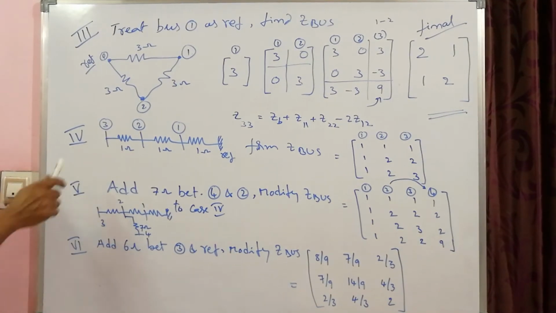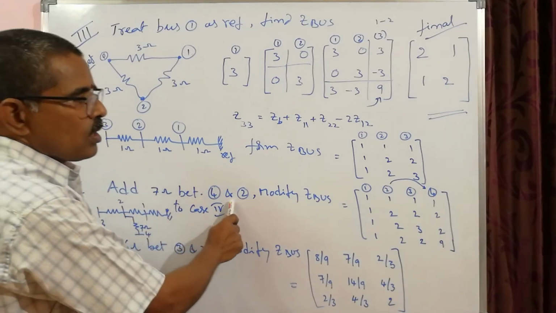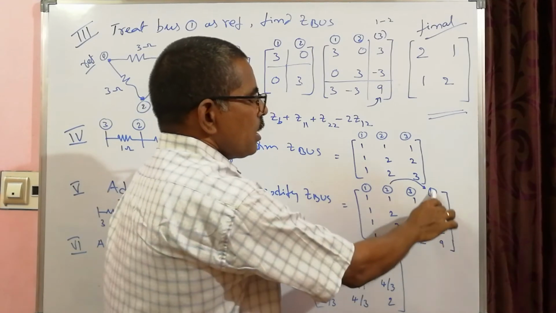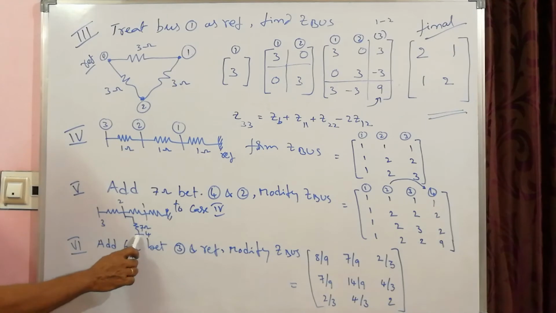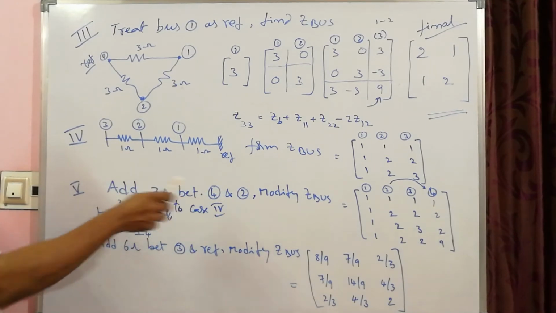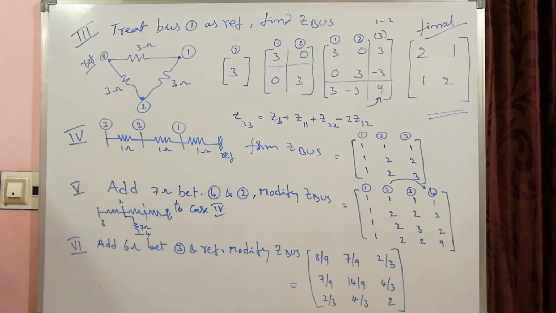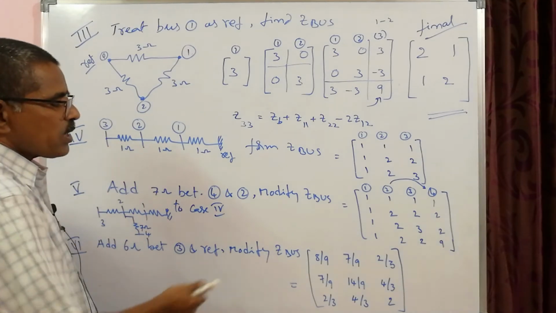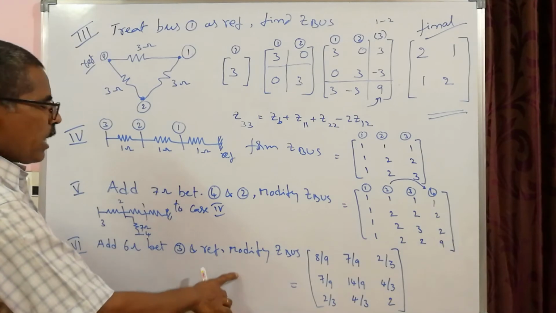So, you are asked to modify fourth by adding 7 ohms between 2 and 4. So, this impedance matrix, it remains as it is. You get fourth column and fourth row because of the added new bus. Now, the size of the matrix is 4 by 4 because 4 buses other than reference. Then fifth case, add 6 ohms between third bus and reference. So, you are asked to add this and modify fourth.